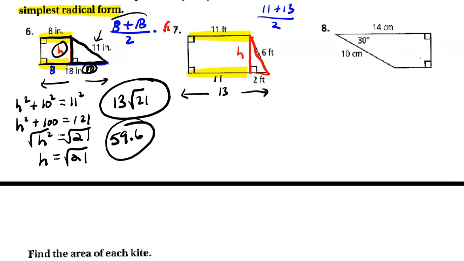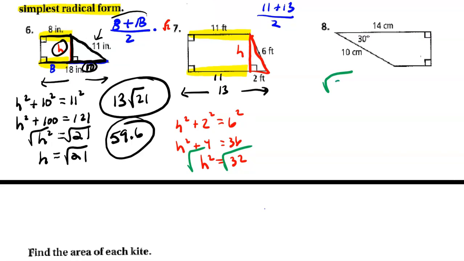So I'm going to focus on that triangle again and do Pythagorean theorem. So h squared plus 2 squared equals 6 squared. So that's h squared plus 4 equals 36. Subtract 4 from both sides. I'll get h squared equals 32. And then take the square root. And a couple different things. I could change it to a decimal right now.